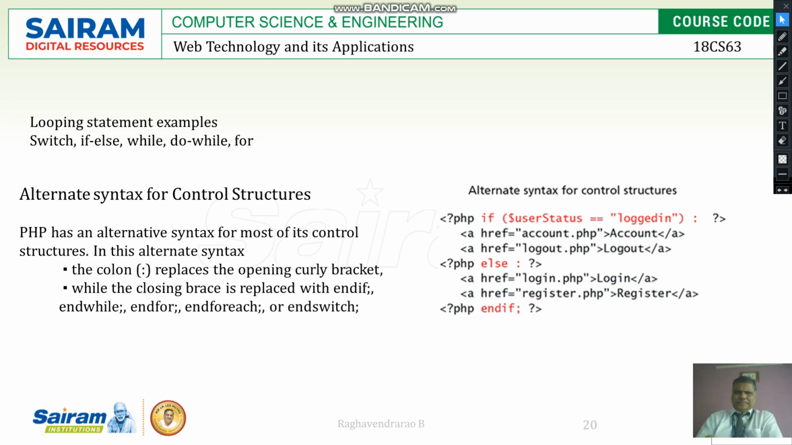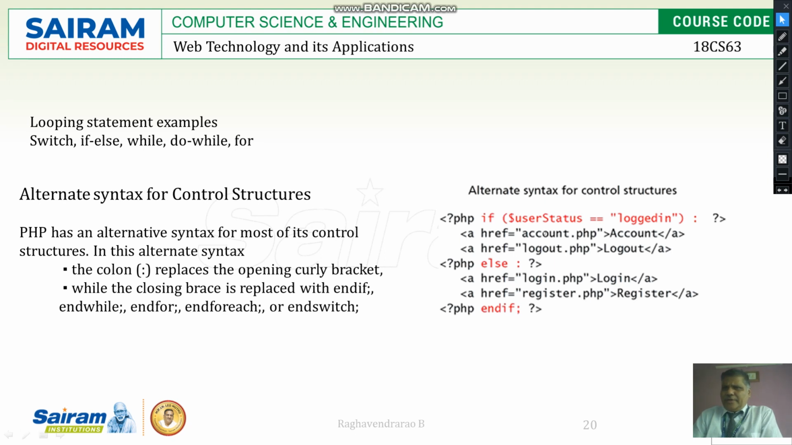So instead of those brackets, there is an alternative syntax, instead of writing that particular bracket. After the if condition, instead of the flower bracket you can use a colon. That example is given here. And also end if, end while, end for, these statements you can use. Okay, here it is being used.